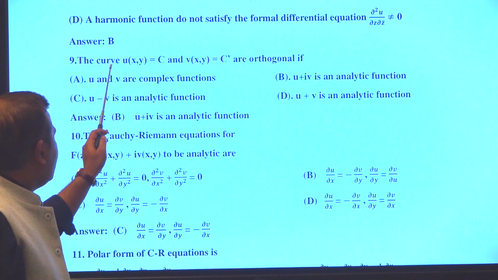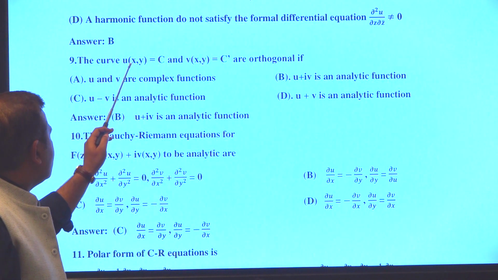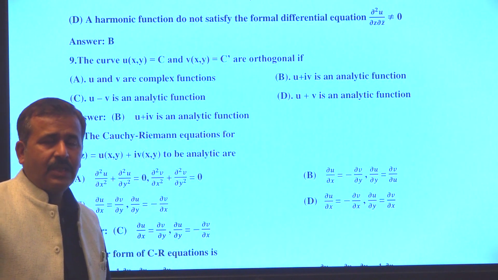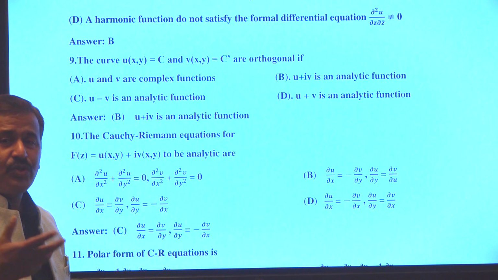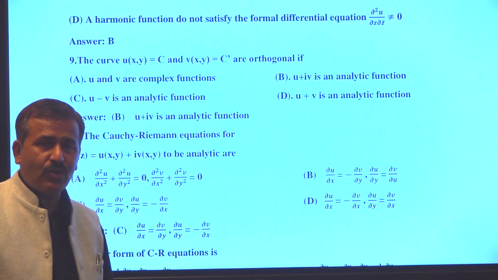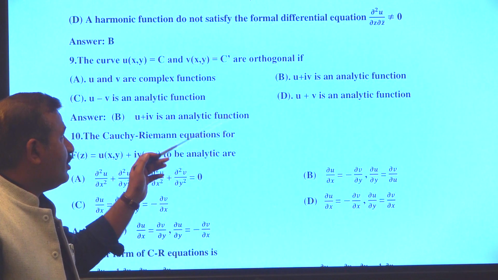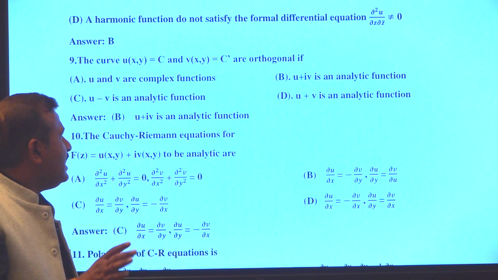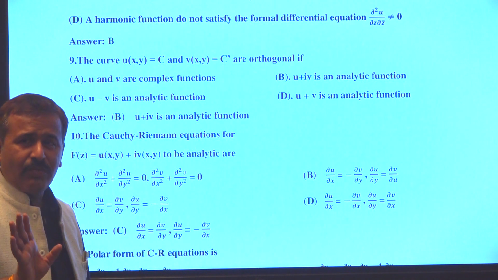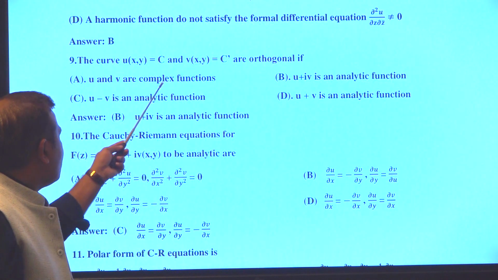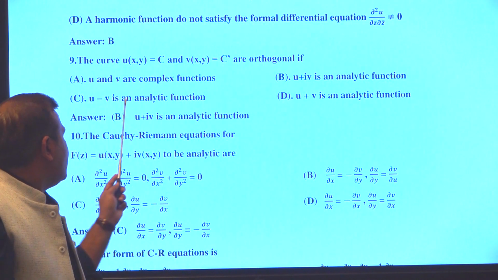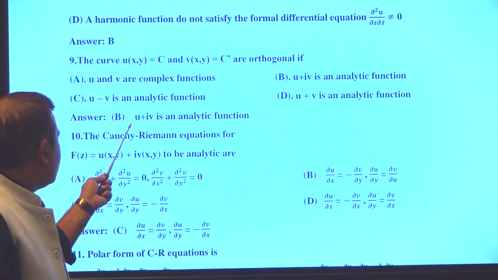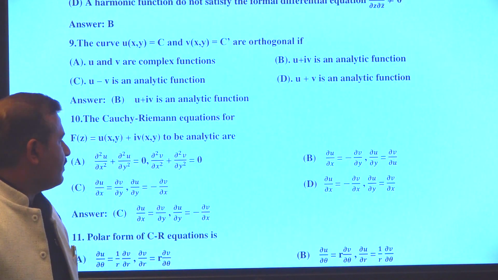Now problem number 9, MCQ: the curve C1 is like this and V is given, they are orthogonal. Friends, we have already defined orthogonality, and based on it we have taken some examples also. So before doing this type of problem, first go through the orthogonal videos, and then you will easily solve problems based on orthogonality. So here u and v are complex functions: u plus iv is an analytic function, u minus v is an analytic function, and u plus v is an analytic function. So the correct option is u plus iv is the analytic function.